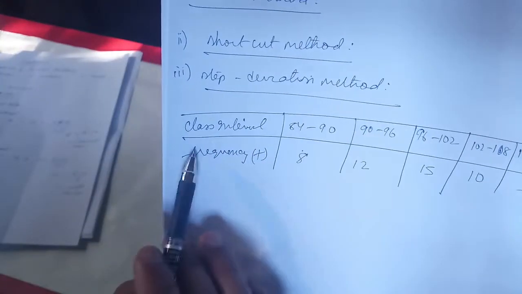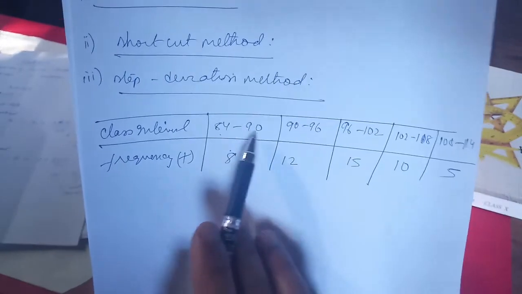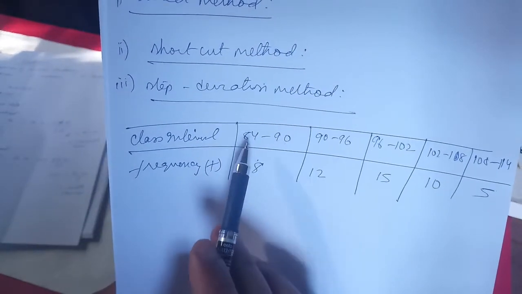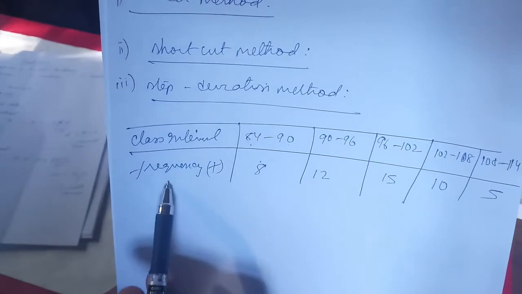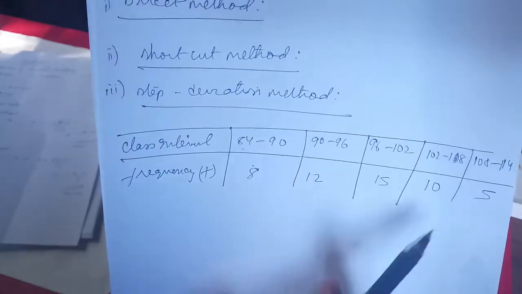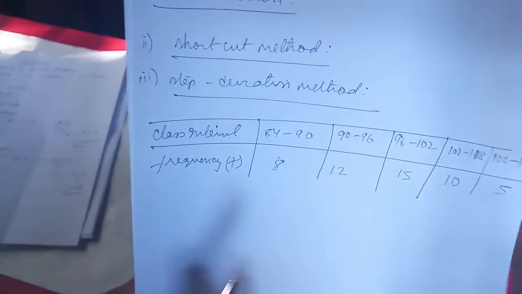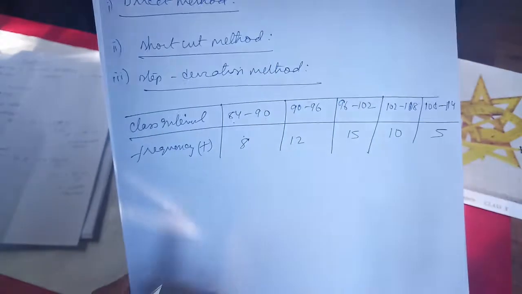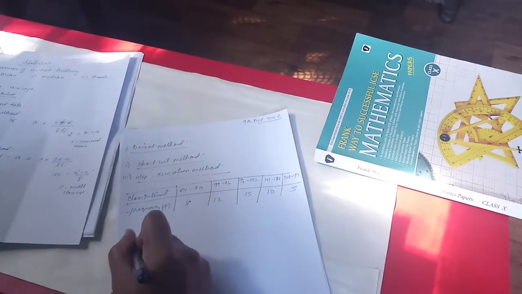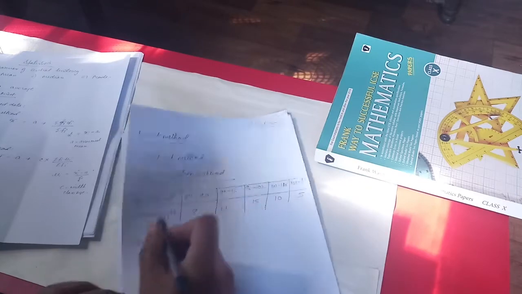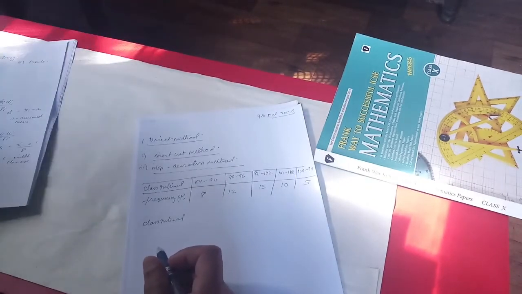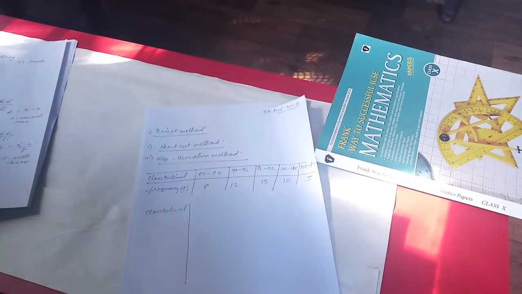So see, this is the question. The class interval is given here in the form of lower limit and upper limit. This is the frequency table. First thing is you have to construct the table vertically. So we write like this: class interval. Then you draw it like this.